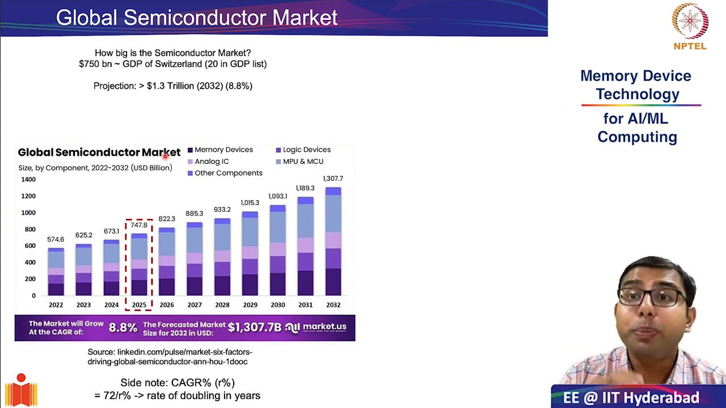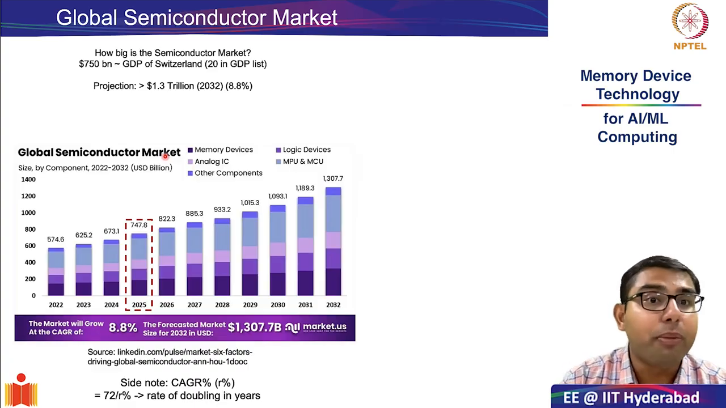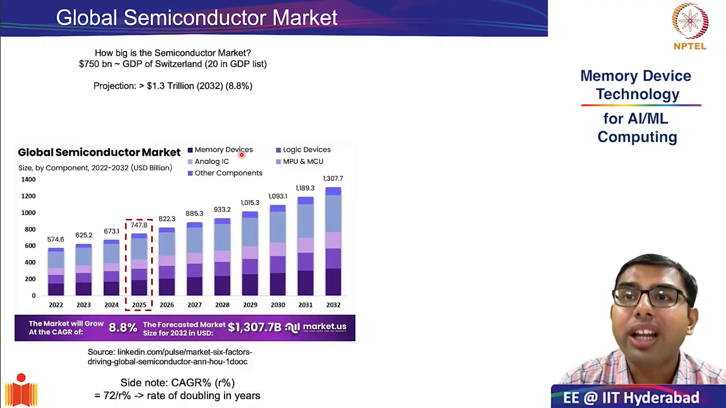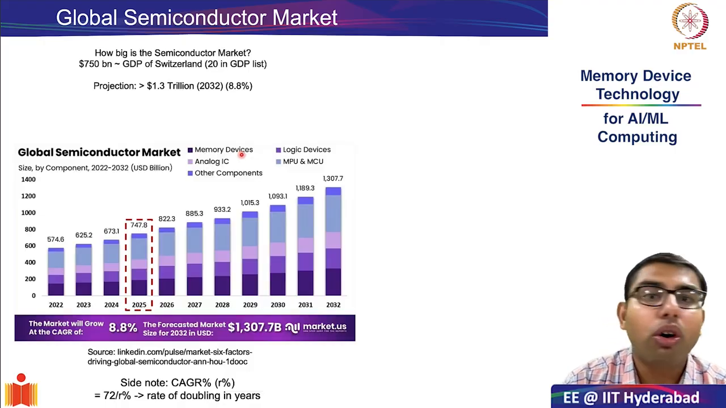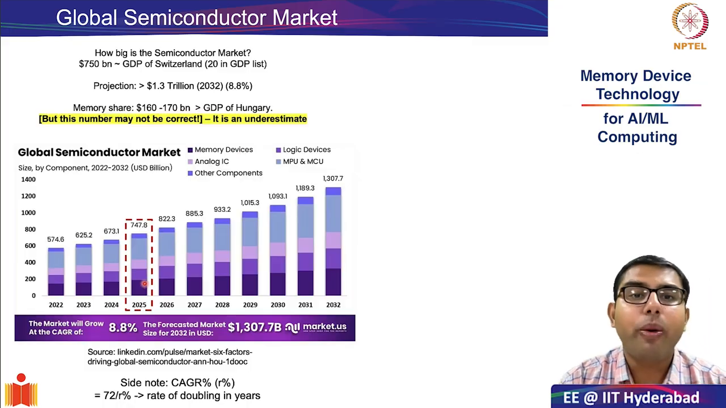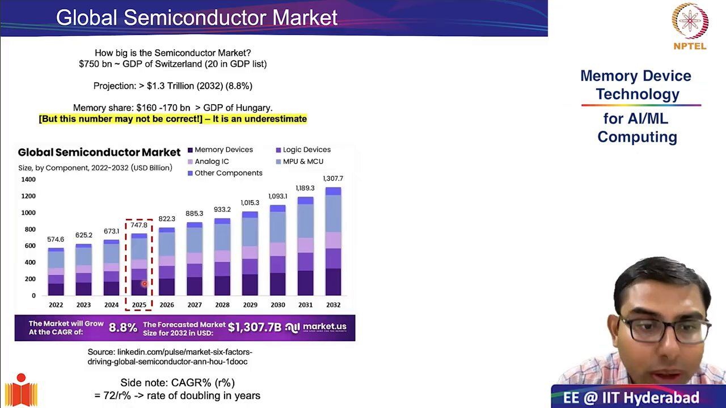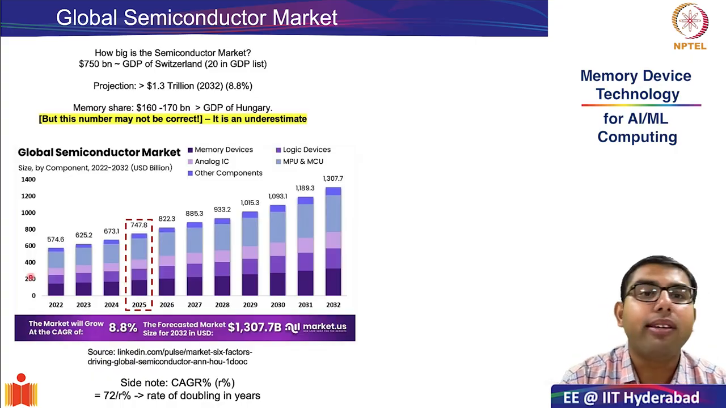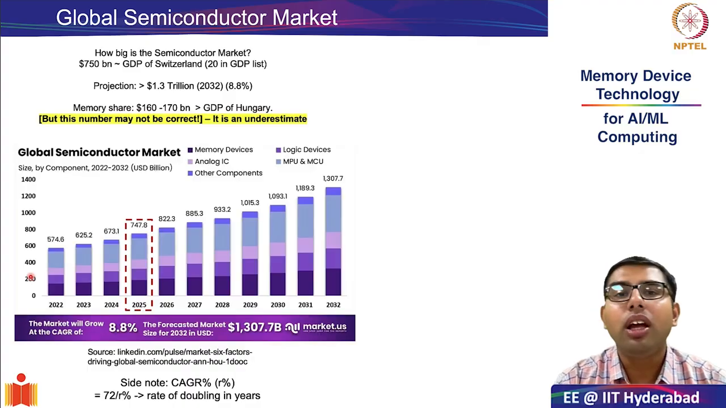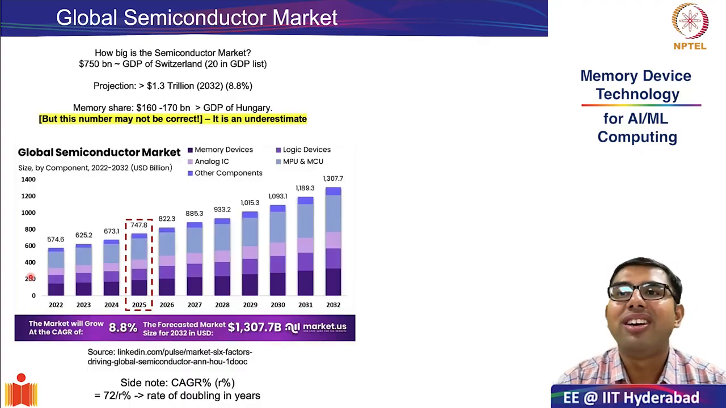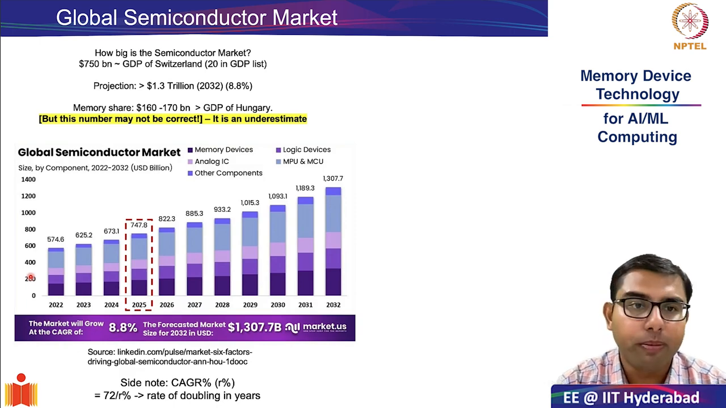However, our course specifically deals with the memory segment. So let us look at the memory segment. What is the rough estimate of the size of the memory segment? And as you can see, at 2025, it is close to $160 to $170 billion, which is roughly equivalent to the GDP of a small European economy such as Hungary.